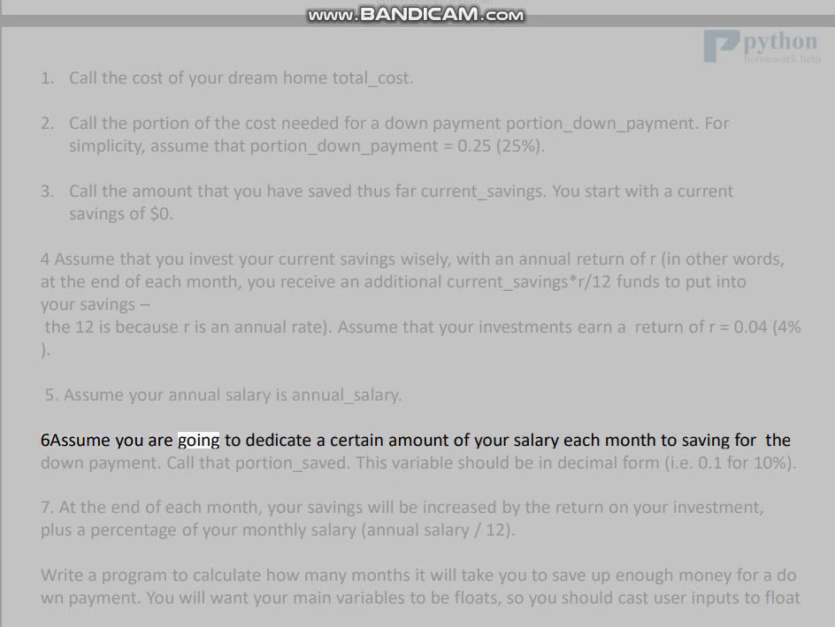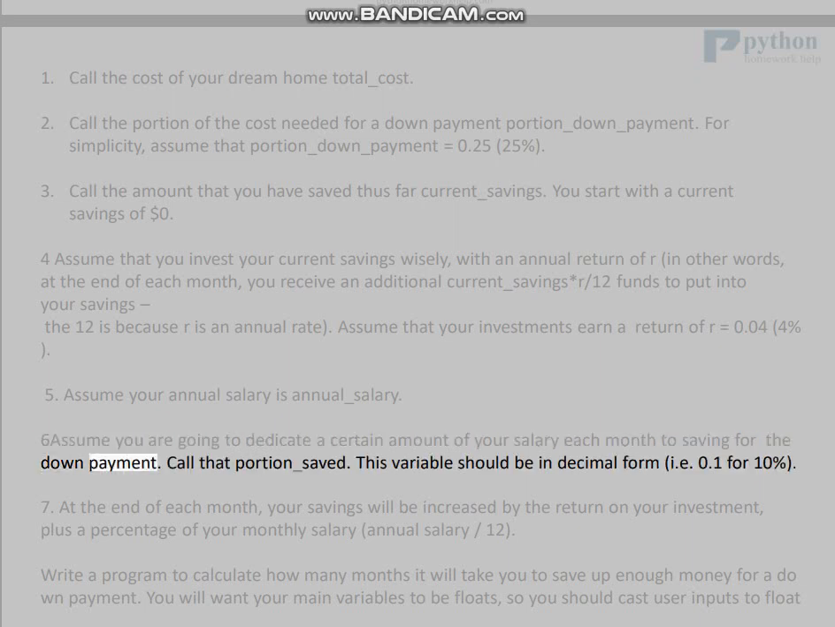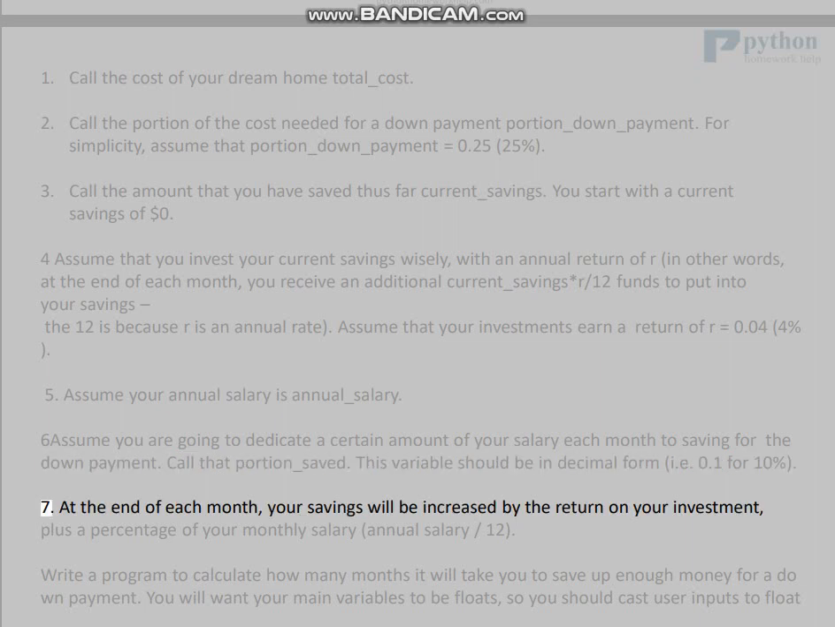6. Assume you are going to dedicate a certain amount of your salary each month to saving for the down payment. Call that portion_saved. This variable should be in decimal form, i.e. 0.1 for 10%. 7. At the end of each month, your savings will be increased by the return on your investment, plus a percentage of your monthly salary, annual_salary/12.